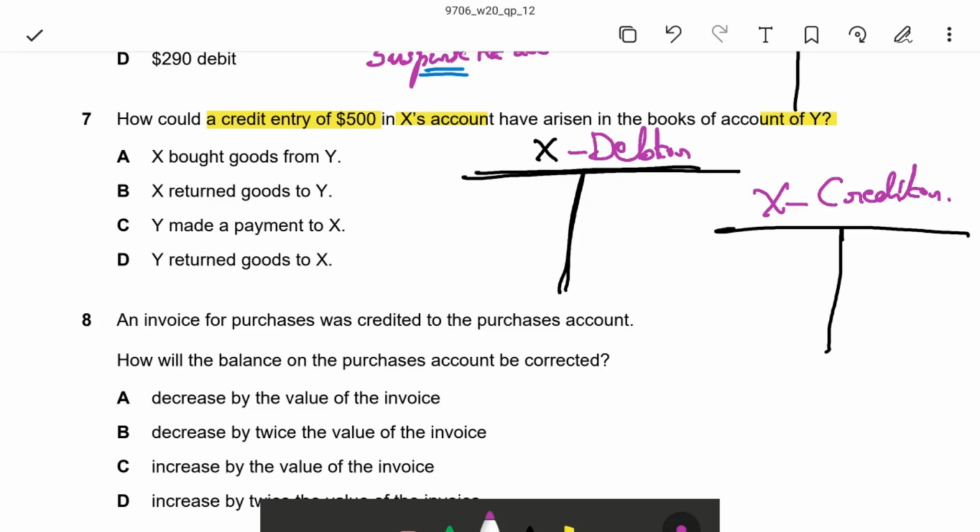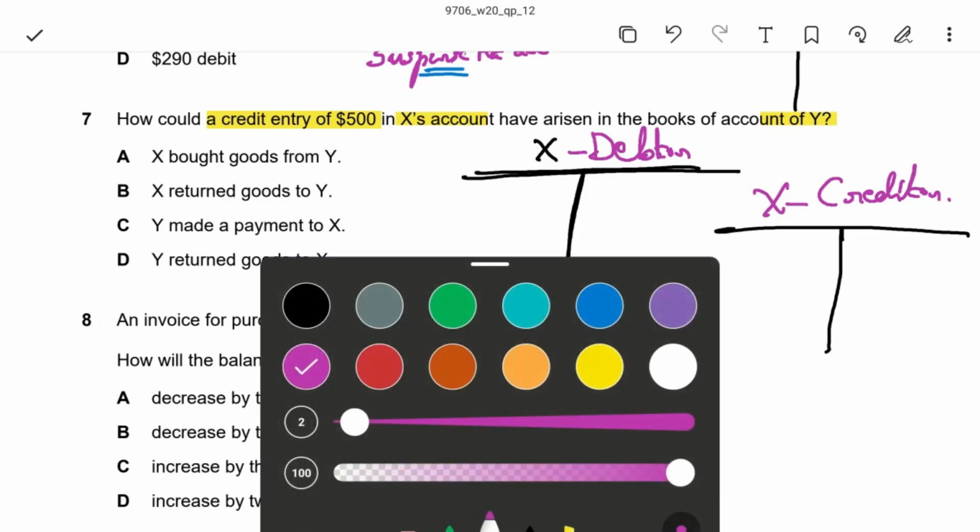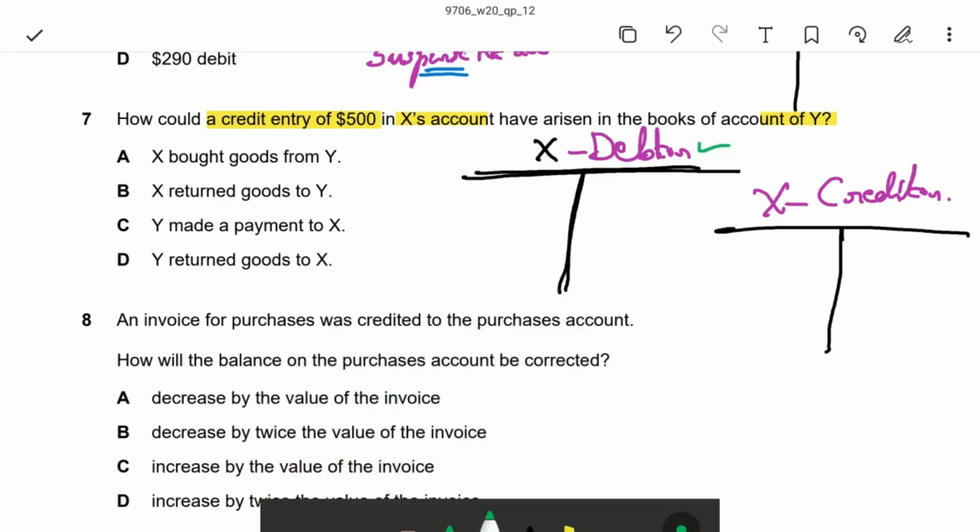There is a credit entry of 500. Option A: X bought goods from Y. If X is purchasing goods from Y, it means X is a debtor. If X is a debtor, debit balance will increase, so it will come on the debit side. So for a credit entry, the first option is wrong.